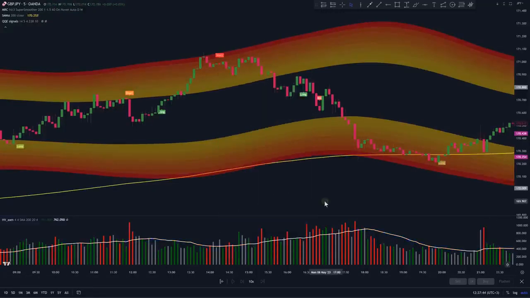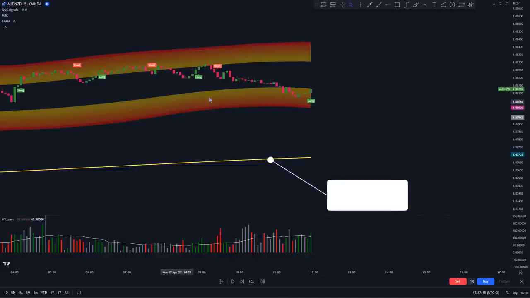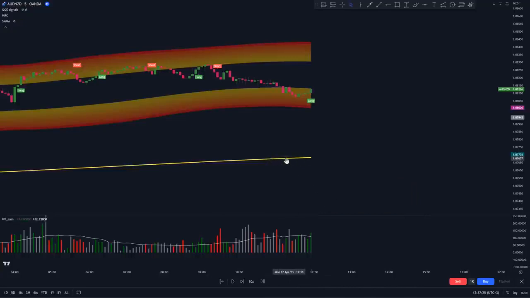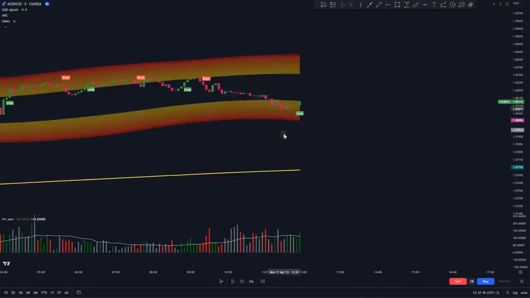Now, to trade using this strategy, here is how we're gonna do it. For a long trade, first, both the price and the lower channel of the MRC indicator should be above the 200-period smooth moving average. This indicates a long-term bullish trend and also ensures that we're gonna be buying an oversold asset, but in the direction of the overall bullish trend.